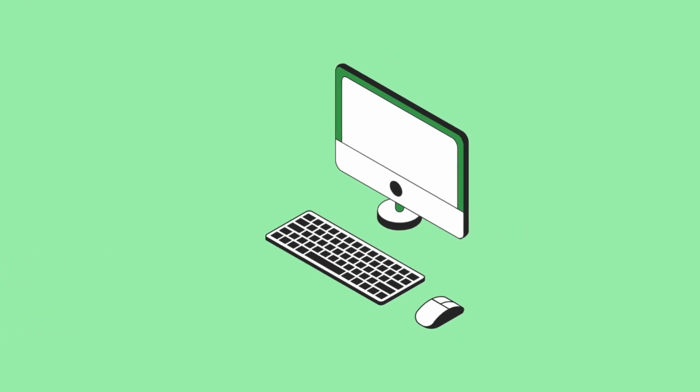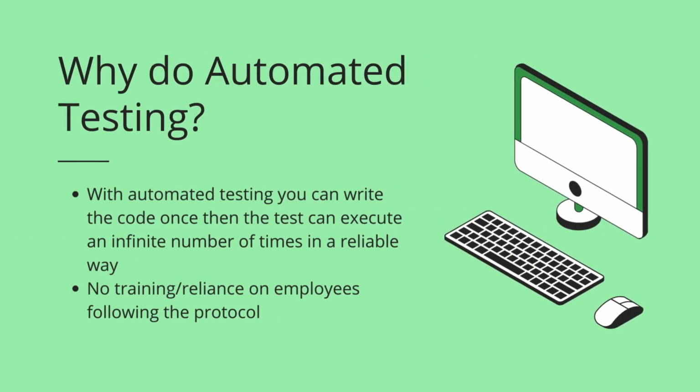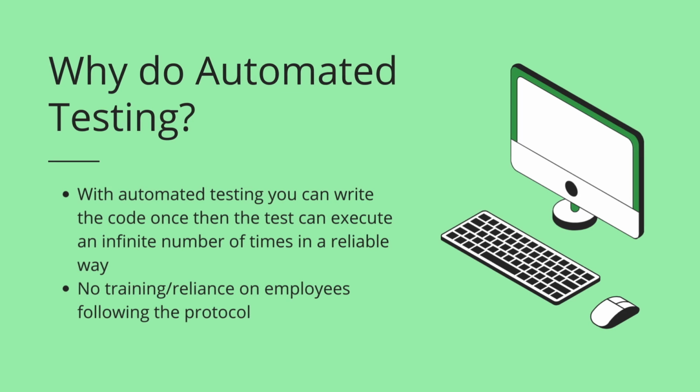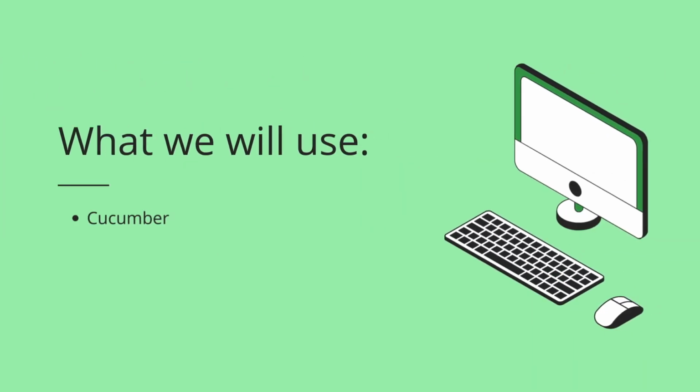With automated testing, you can write the code once, and then the test can execute an infinite number of times in a reliable way. You don't have to train people, and you don't have to rely on the employees following the protocol. So to run our automated tests, we're going to use Cucumber.